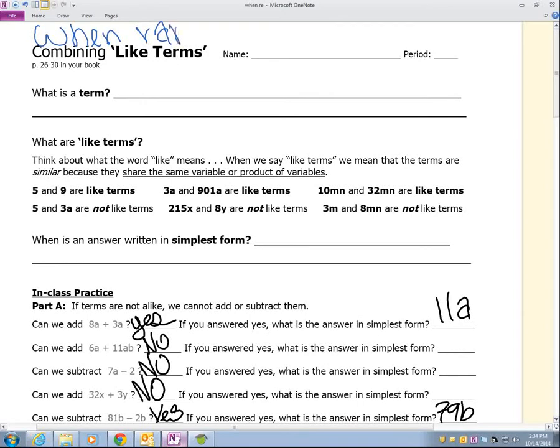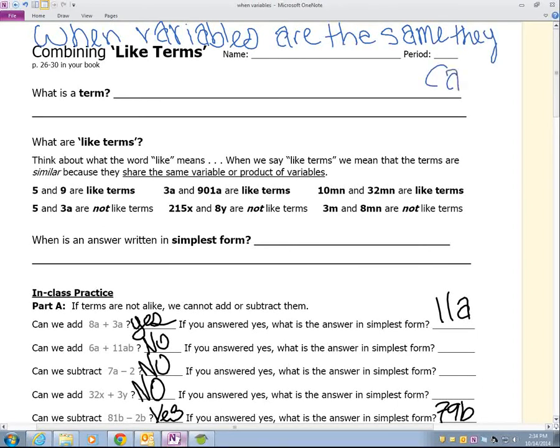Like if it's 3b plus 4b plus 5a, you have to do the 3b plus. I already just confused myself. Nope, I'm just paraphrasing what you said. This is the major concept. When the variables are the same, they can be combined.